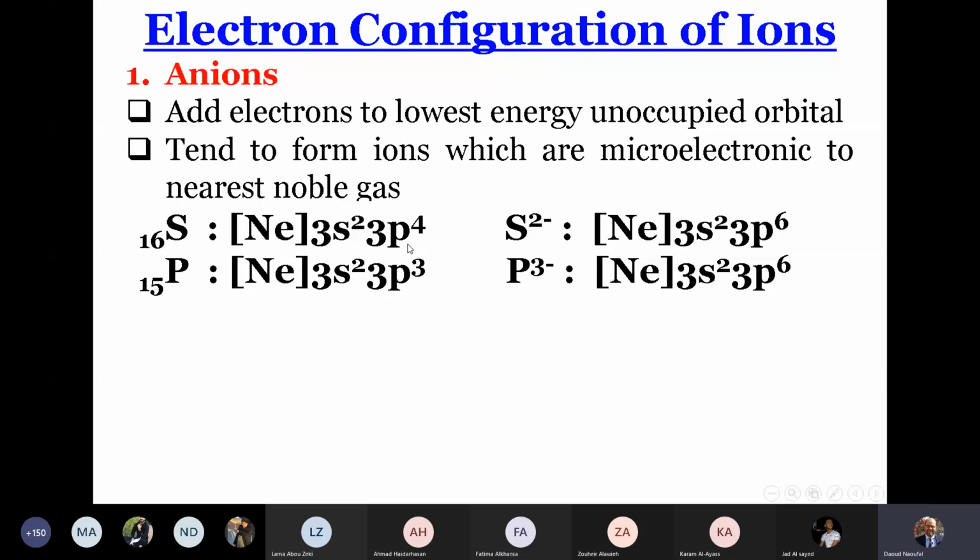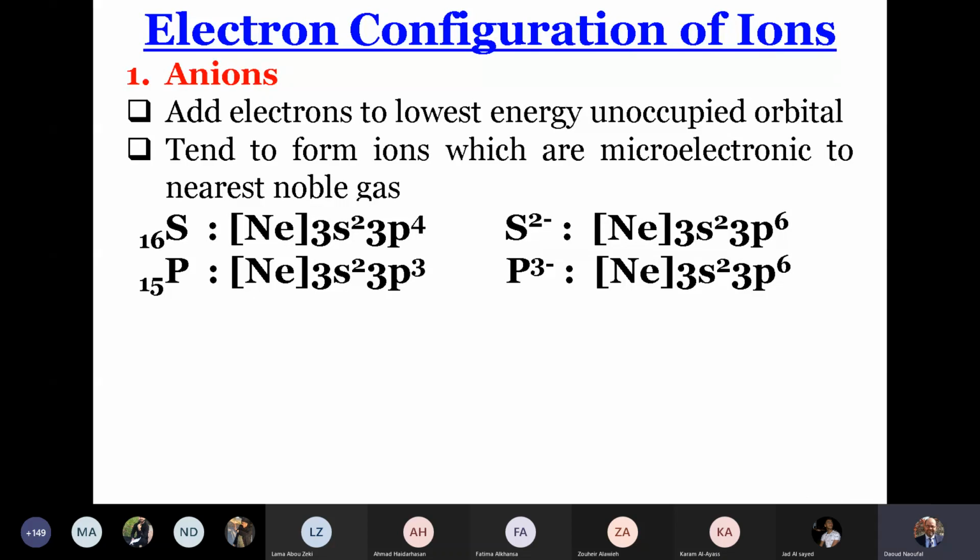The lowest unoccupied orbital is 3p4. Someone will say that 3s is of lower energy. This is true, but 3s is completely filled. It cannot receive. So 3p4 is the lowest unoccupied orbital. In the case of phosphorus, we have an electronic configuration that ends with 3s2 3p3. So p can receive a maximum of 3 other electrons. It becomes 3p6, for P3 minus.